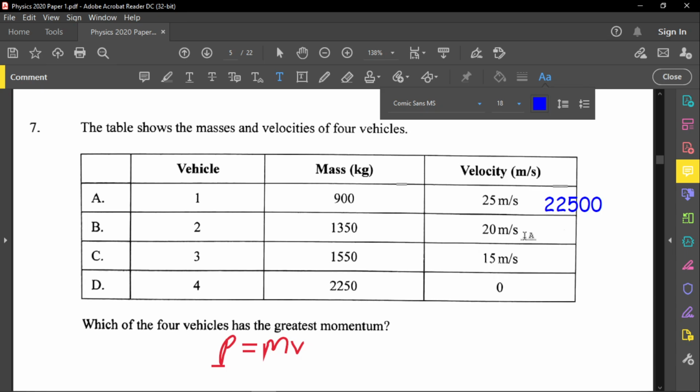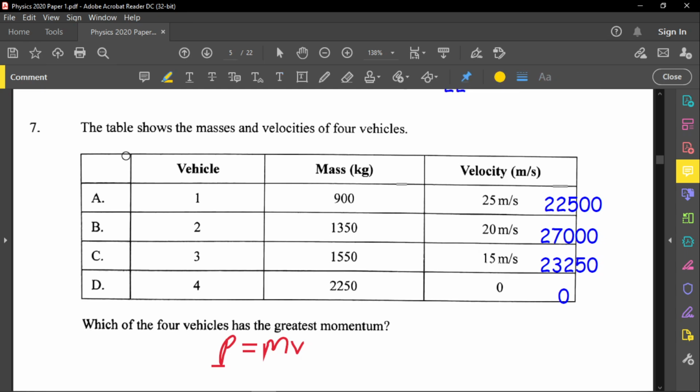Multiply 1,350 by 20. That will give us 27,000. To multiply 1,550 by 15, here we'll get 23,250. To multiply 2,250 by 0, then you get 0. So there is no momentum here. And looking for the greatest momentum, 27,000 is the greatest one. So that leaves us with B as our option.